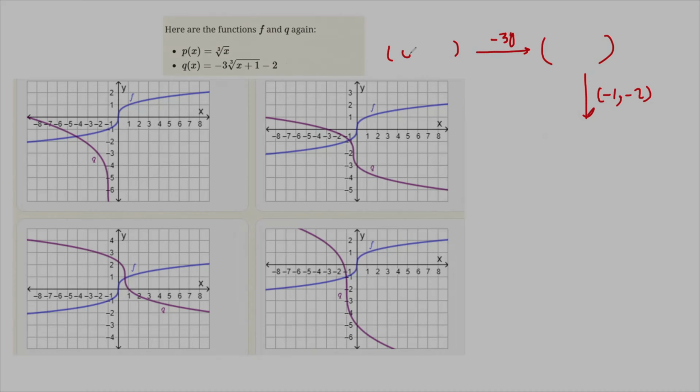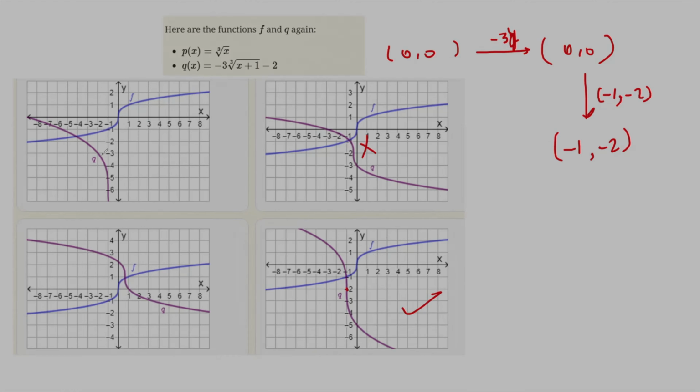That means if your center is 0, 0, and you multiply y by -3, it becomes 0, 0. Now, if you move it 1 to the left, it will be 0 - 1 is -1, and 0 minus 2 is -2. So this will be your new center. So the new center is -1, -2. Which one of them has -1, -2 as center? Only this one.